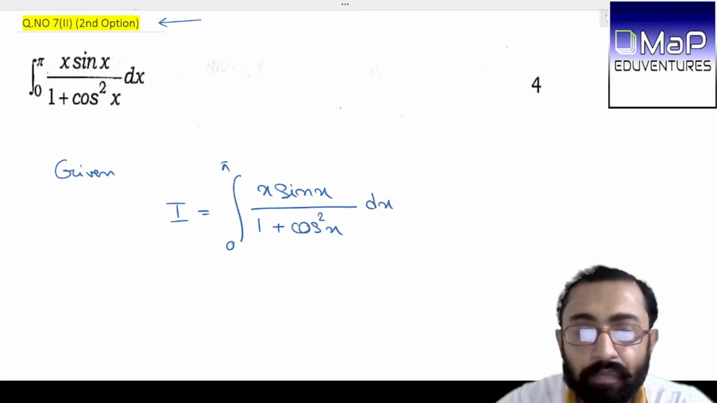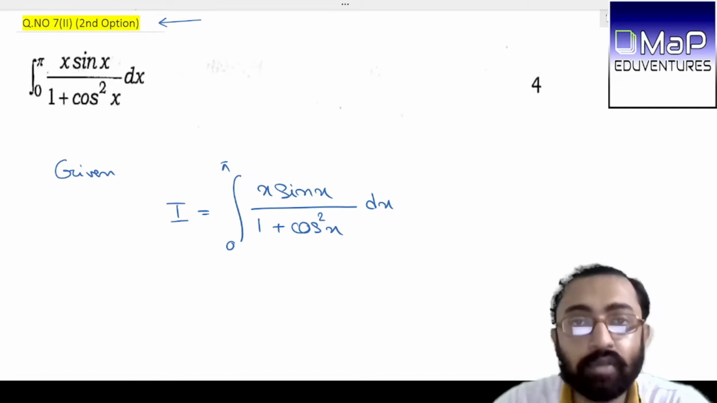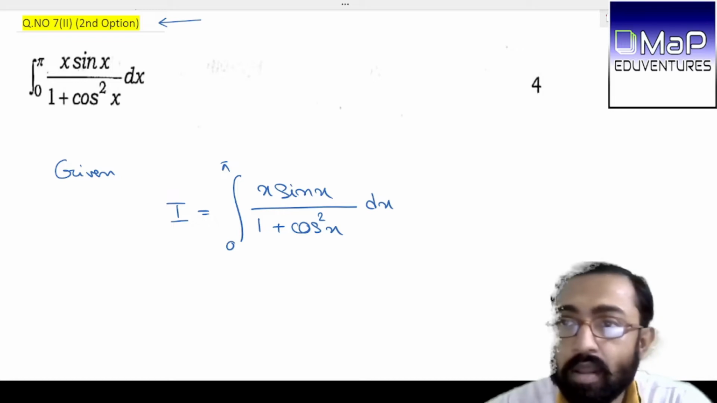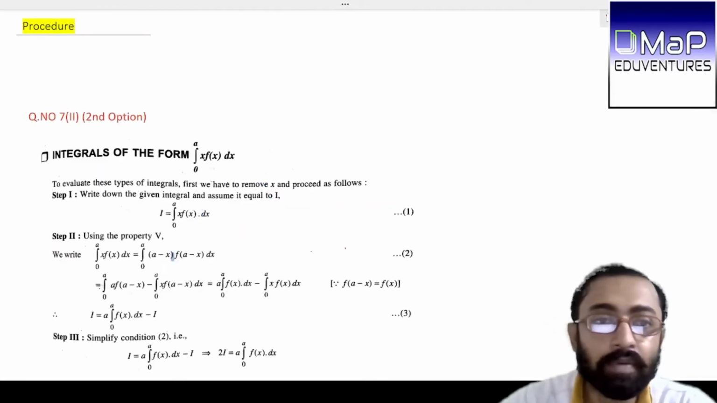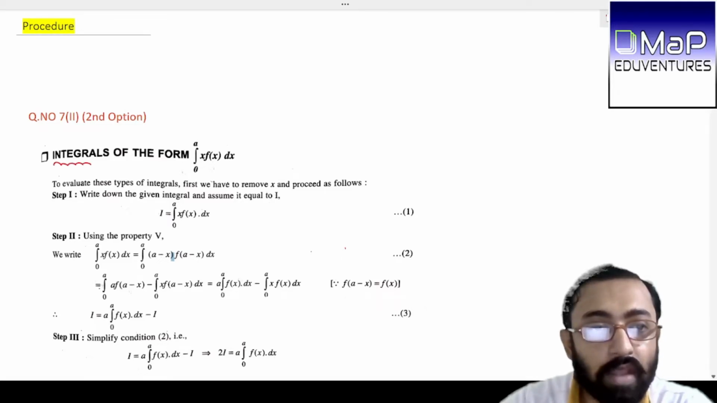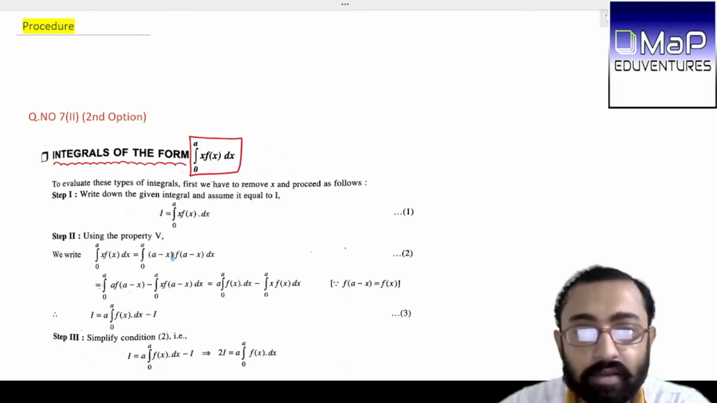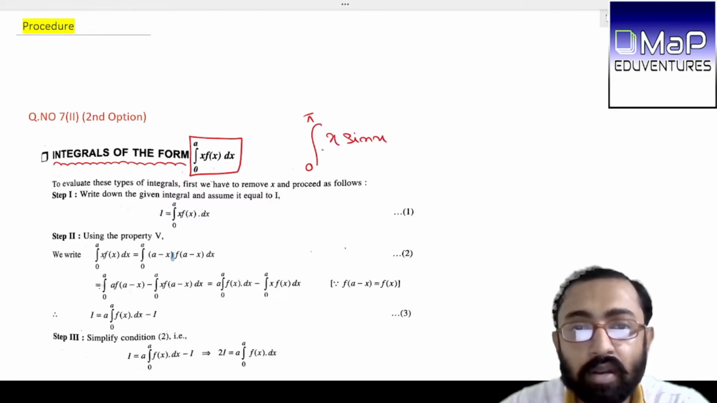Okay, now before moving on to this question, let me tell you something. Here the question and the NCERT example. Before that, note this form. Integrals of the form integration 0 to pi of x f of sin x dx. Compare it with our form, that is integration 0 to pi of x into sin x divided by 1 plus cos square x dx.